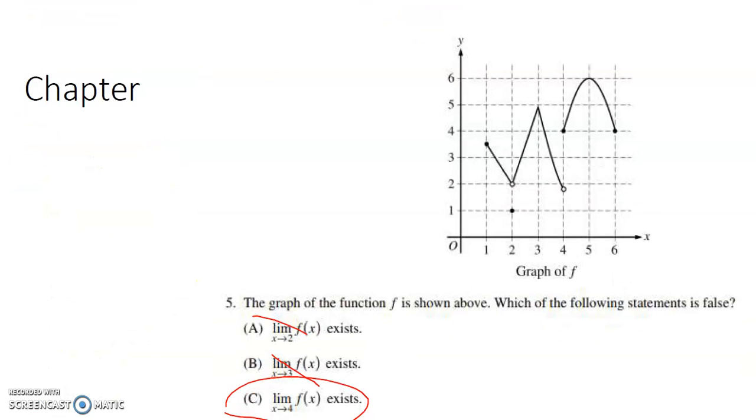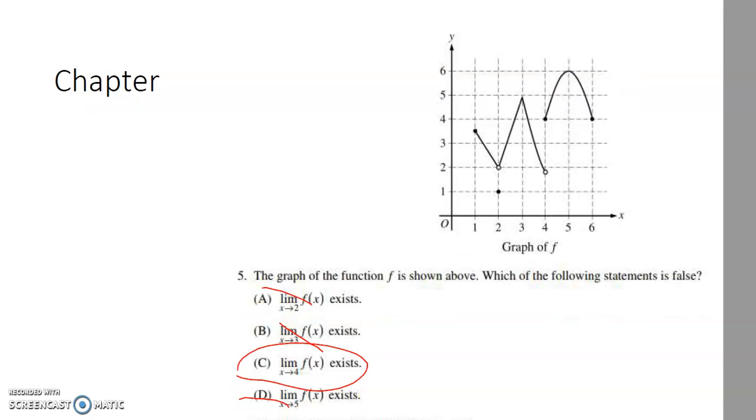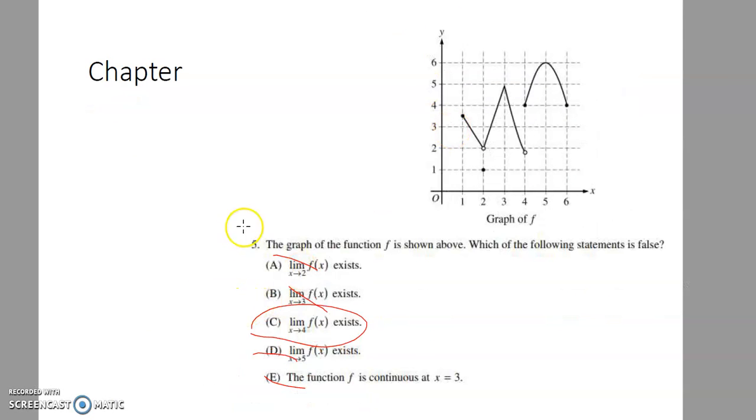Answer is C. So take a look. Limit as x goes to 2, right? Well, remember, it doesn't have to be continuous for a limit to exist. And really, a limit is the left and the right, do they go into the same thing? So here, what's it come into from the left? 2. What's it come into from the right? 2. Good, so the limit exists. A is correct, right? So I'm going to cross it off.